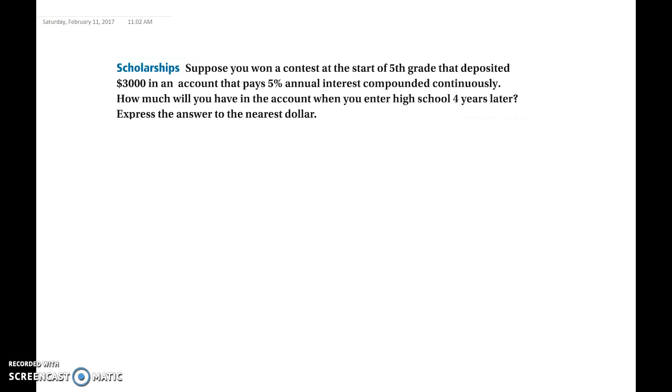So this is something you need to look for. Remember, we need to know how much we're compounded. So when it's compounded continuously, we know that we're going to use our base e. And then it says, how much will you have in the account when you enter high school 4 years later? Express the answer to the nearest dollar. So we know our A sub t, that's our final amount, is equal to P times e to the rt power. Now we need to go ahead and substitute everything that we know.